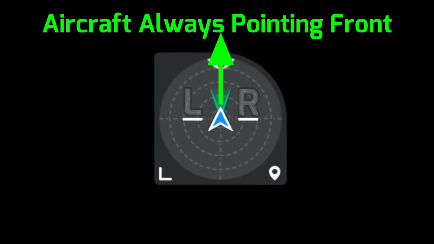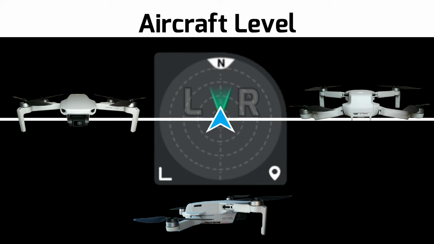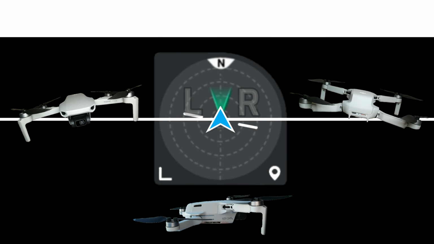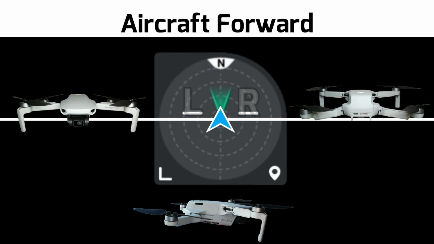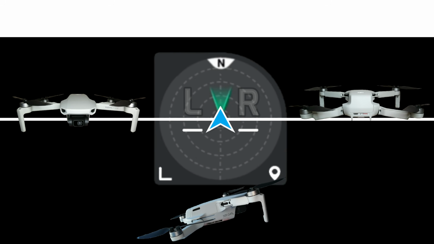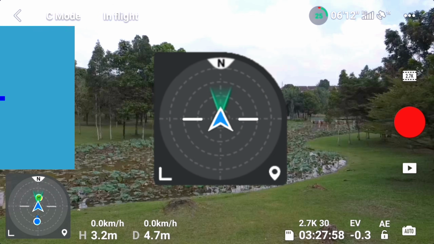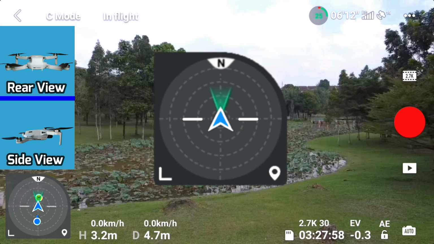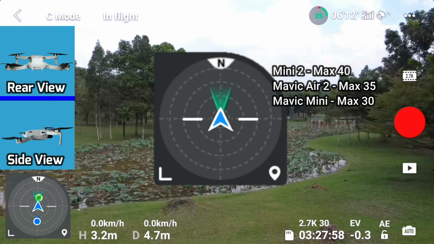Basically, this tilting line represents the maintaining level of the aircraft and reacts accordingly, especially when the aircraft is tilting into a direction. The following quick sample is from the Mavic Mini, and it may slightly differ from the Mini 2 and Mavic Air 2 in terms of how high or low the line will be, as it depends on each aircraft model's tilting angle in relation to the speed mode.